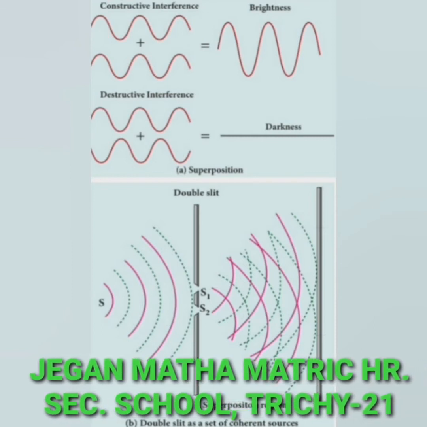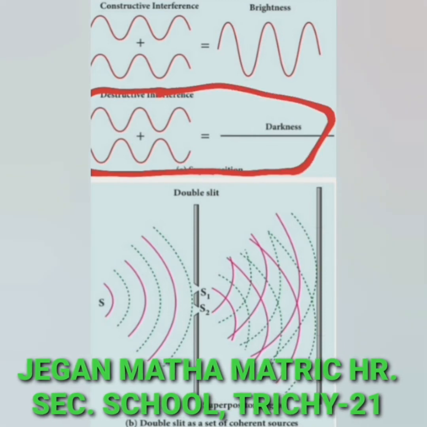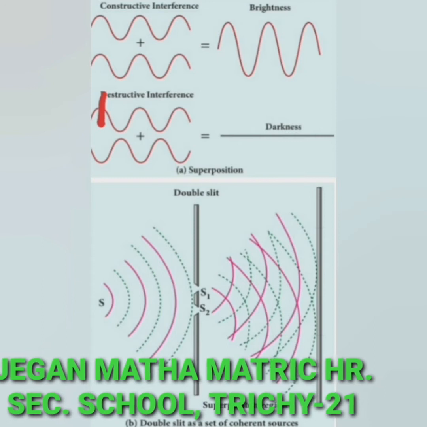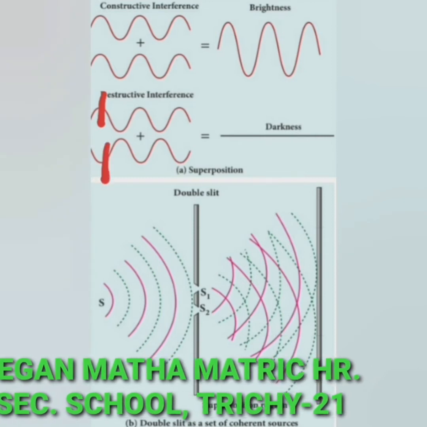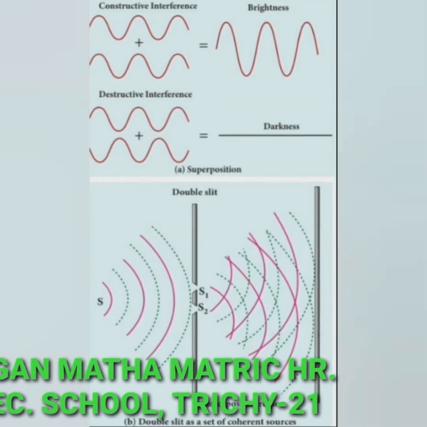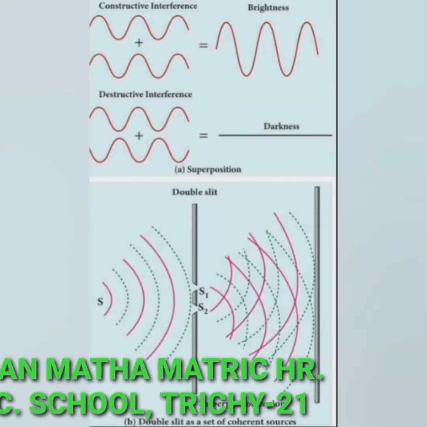So it is an example of constructive interference. Here it is a representation of the destructive interference. The crest of the first wave is superimposed with the trough of the second wave. Then what about the amplitude? Amplitude will be 0. It is a representation of the destructive interference.